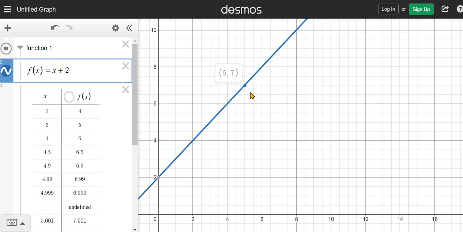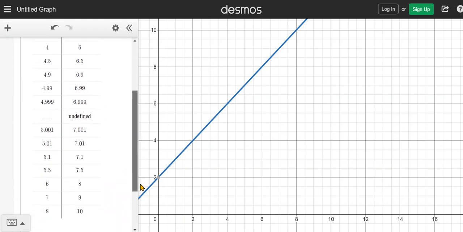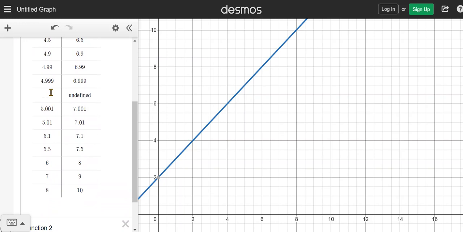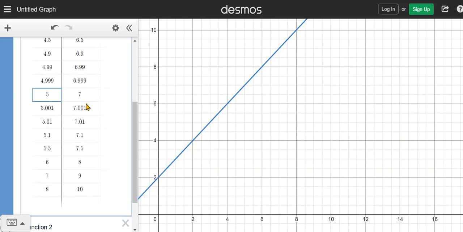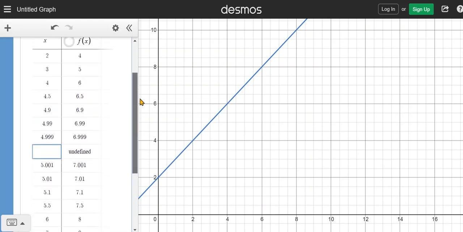Now I want to say right now, we are not interested in what is happening at 5, which is why I left it blank over here in this table. We're not really interested in what is happening at 5. That would be the function value at 5. If I put 5 in here, we can see the function value is 7. But with a limit, we're not interested in what's happening at 5. We are interested in what is happening as we approach 5.